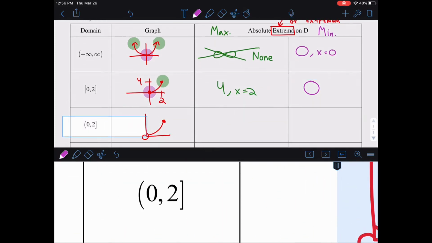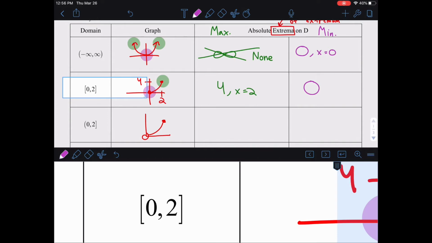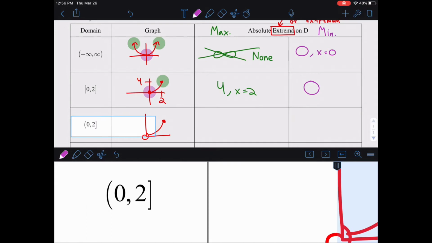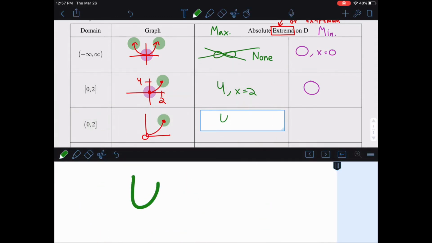Let's switch up the domain again. Parentheses 0 to 2 bracket. Now, this is where we start letting things get a little bit interesting. Bracket 0 to 2 bracket is a closed interval. We have a starting point, we have an ending point. But what if we don't have a starting point? What if we just have the ending point at 2? How is that going to affect the graph? We put an open circle at 0, 0, and then I still end at a closed dot up and to the right. So the absolute maximum value is still going to be 4 at x equals 2.